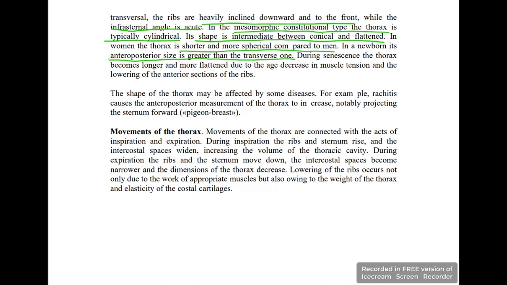Now next is the mesomorphic constitutional type. Here it is a cylindrical shape, intermediate between the conical and flattened. Now, the women's thorax is short as compared to the men's, and in the newborn, the anterior posterior size is greater than the transverse one. But the thorax becomes longer and more flattened with age, due to decrease in muscle tension and lowering of the anterior section of the ribs.